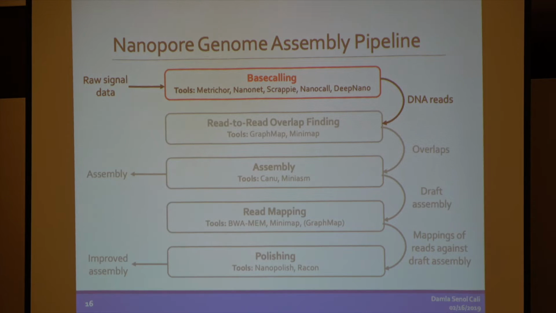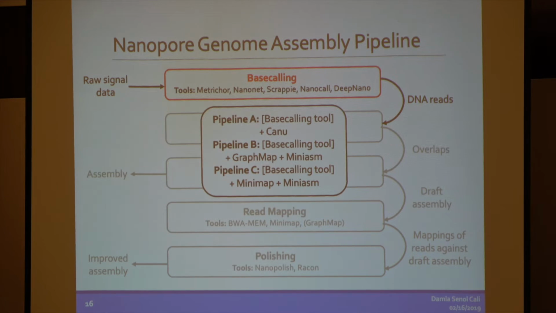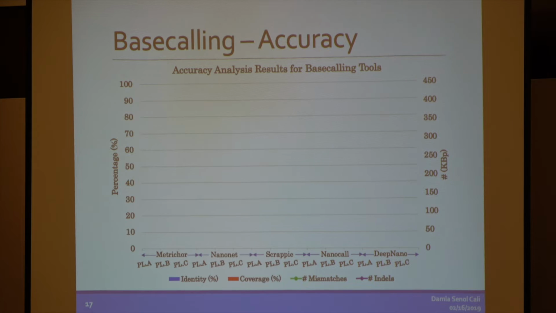So to show our accuracy, we completed the first 3 steps, and then we compared the assembly for each different combination with the reference genome, and then we grouped the results by Basecalling tools and ended up with 3 different pipelines. Let's show the accuracy results for these 3 pipelines. In the x-axis, you can see the tools, the Basecallers for each pipeline, labeled as PL, A, B, C. On the left axis, you can see the percentage values for identity and coverage, and on the right axis, you can see, in kilobase pairs, the number of mismatches and indels.